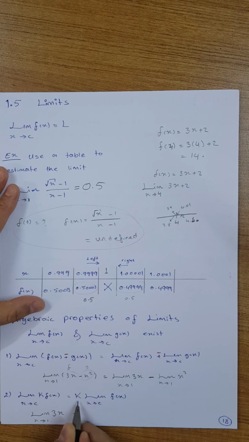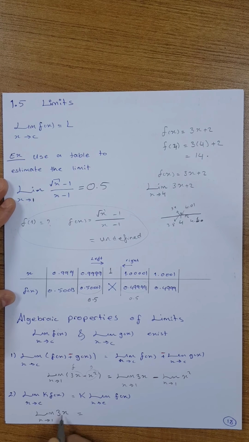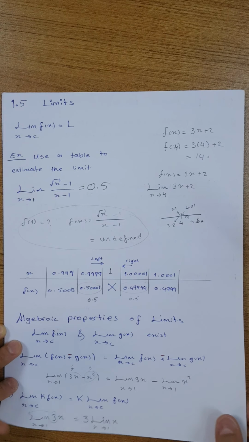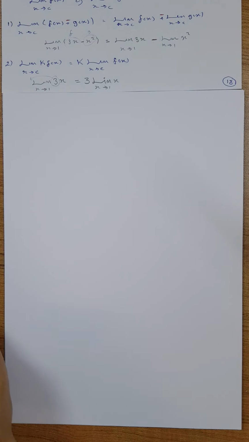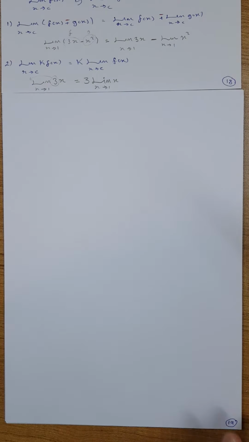So that 3 is considered as a constant multiplied to a function. How can I deal with this one? I can take this 3 out of the limit: 3 times the limit of x as x is approaching 1. Finding that limit and multiplying it by 3 will give me the result. So it's just a concept. Later on, when we come to the examples, it will be much easier for you, because we will practice lots of examples.